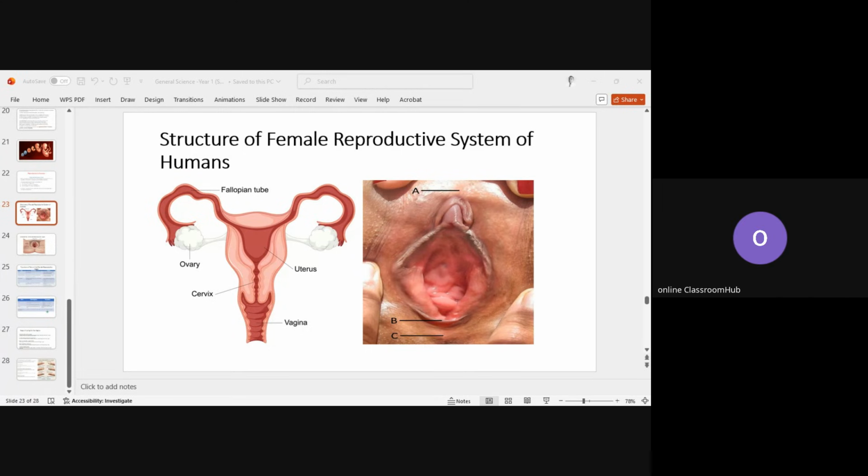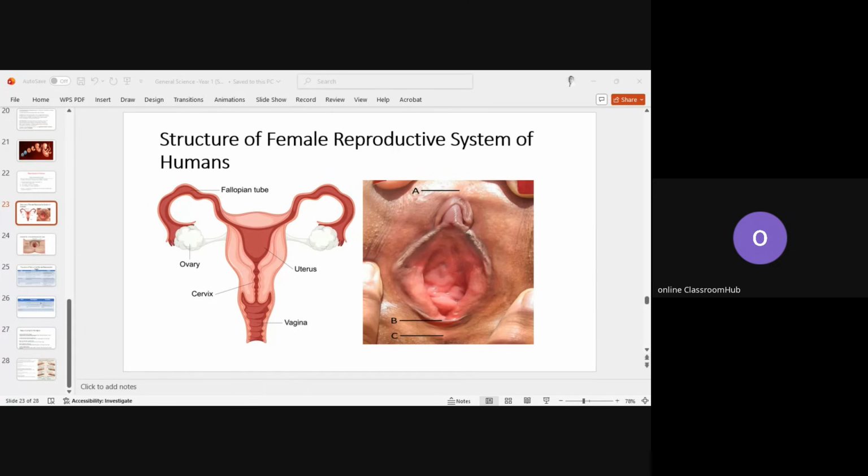Sir, please, is the ovary supposed to look like cotton? Because in your picture, it's looking like cotton. No, it's not. That's a drawing. It's a sketch. Okay. That's a sketch.